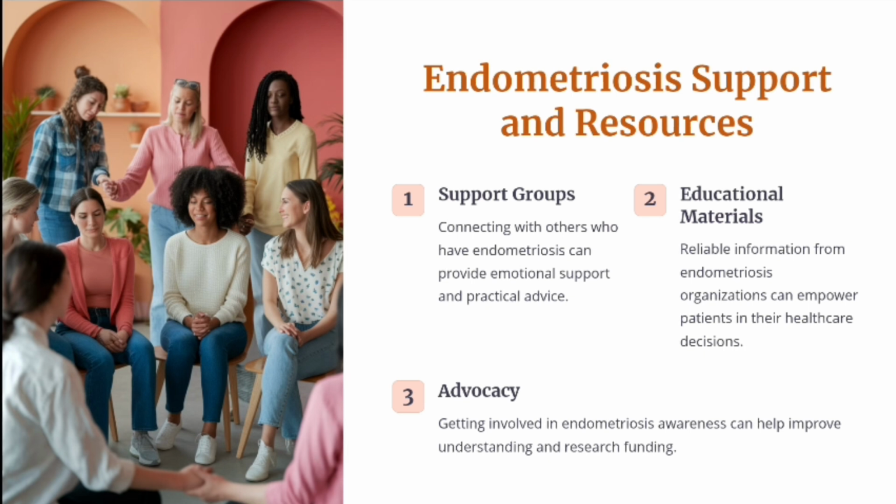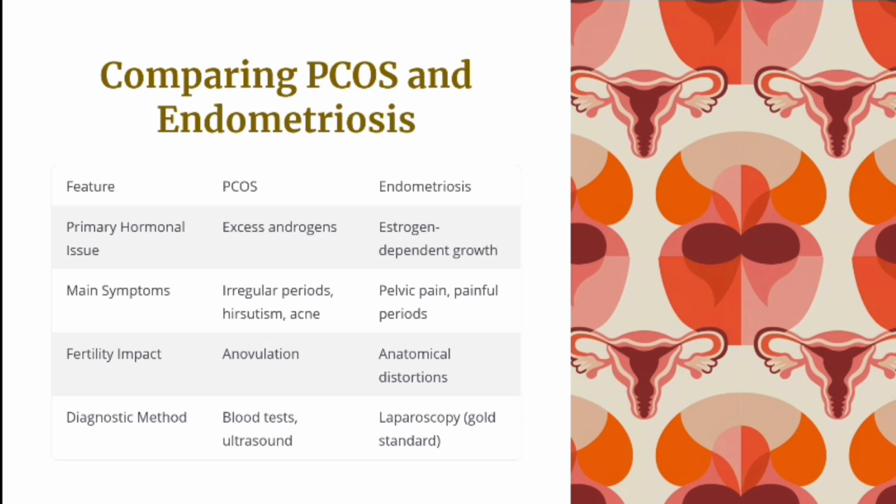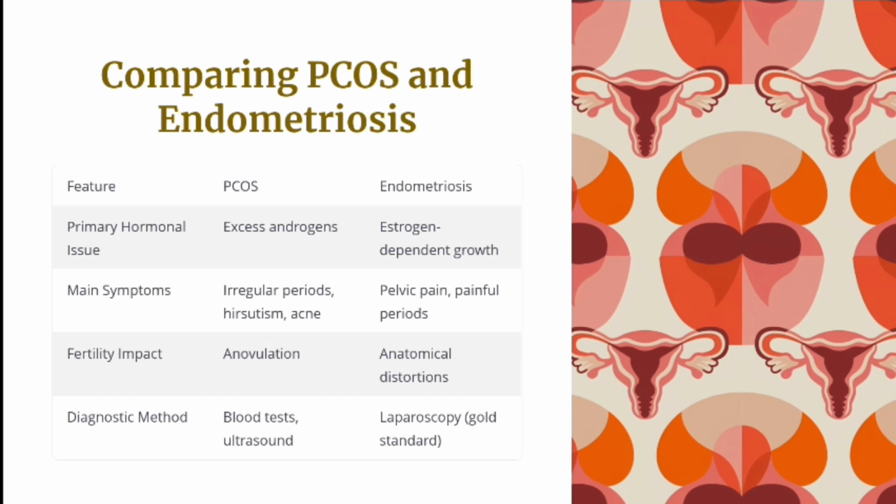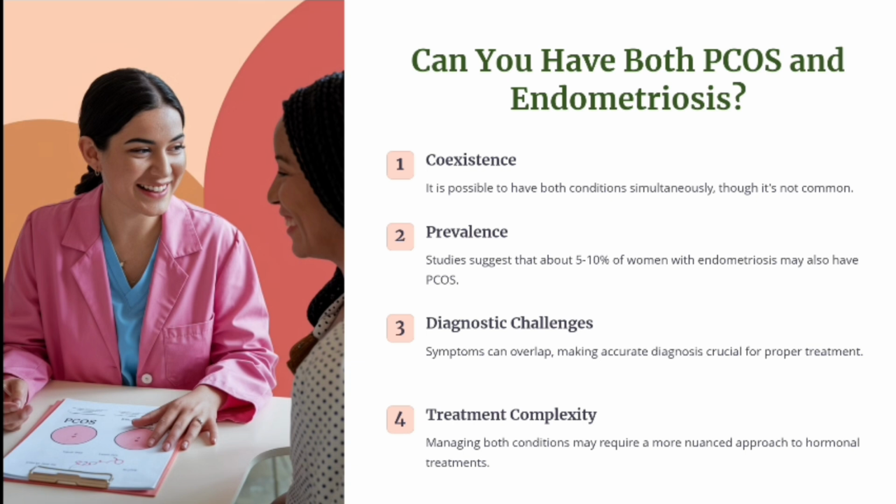Comparing PCOS and endometriosis. While PCOS and endometriosis both affect reproductive health, they have distinct causes and symptoms. PCOS involves hormone imbalances and ovulation issues, while endometriosis is an inflammatory disorder with severe pain and tissue growth outside the uterus. Can you have both PCOS and endometriosis? Yes, though rare, some women experience both PCOS and endometriosis.